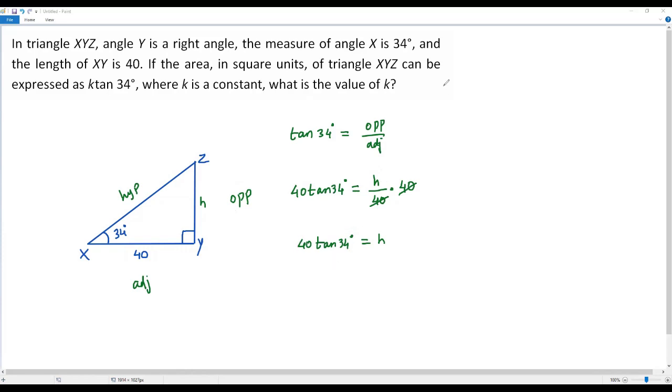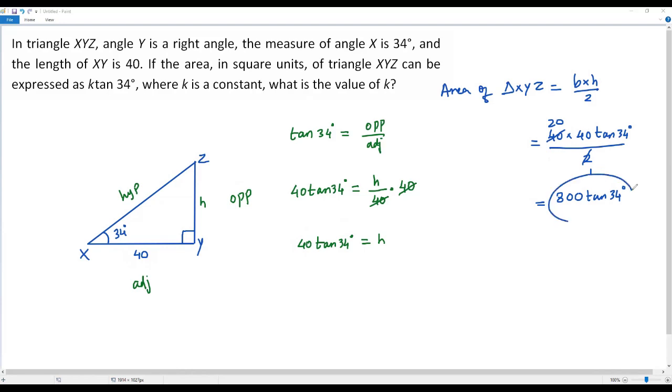Now let's find the area of triangle XYZ. Let me write it over here. The formula is base times height divided by 2. The base of the triangle is 40 and the height of the triangle is 40 times tangent 34 degrees. So it's 40 times tangent 34 degrees divided by 2. Here 2 goes into 2 one time, and 2 goes into 40, 20 times. When I multiply this 20 and 40, I am getting 800, that is 800 tangent 34 degrees. Here I got the area of the triangle XYZ, that is 800 times tangent 34 degrees.